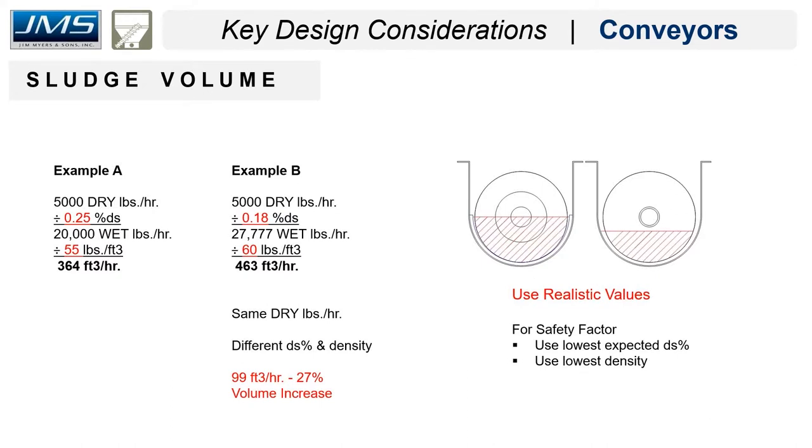I just wanted to say a word regarding volumetric flow and sludge. We're often given design load in dry pounds per hour coming from a dewatering device. This is fine, but we must have a percent dry solids and density to arrive at a volumetric flow. As you can see by these examples, they have the same dry pounds per hour, but different percent dry solids and density. Knowing these numbers is important to your conveyor design. Use the lowest expected percent dry solids and density, which result in a higher volume, as a safety factor.